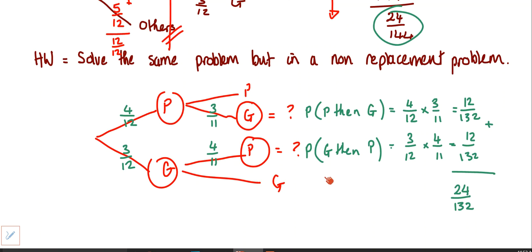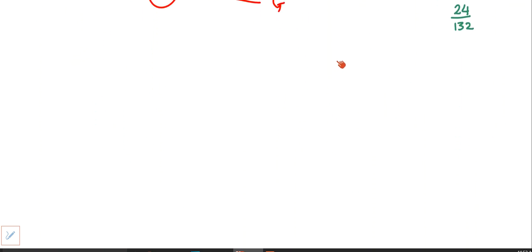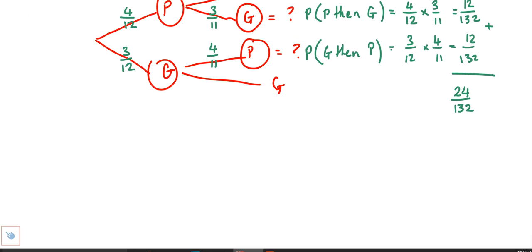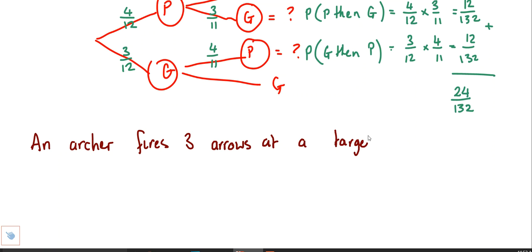Right. I've got another problem for you then. A normal problem, like an exam problem. An archer. Do you know what I mean by an archer? Bow and arrow. Okay? I used to shoot. An archer fires 3 arrows at a target.